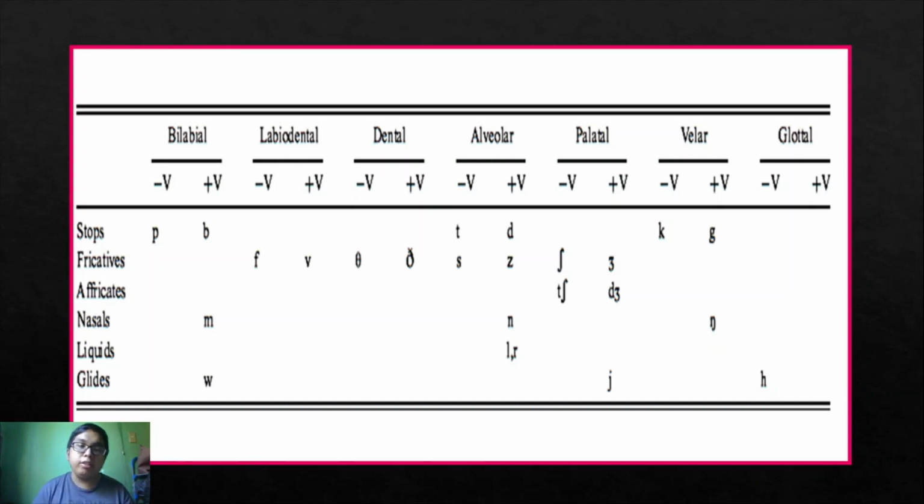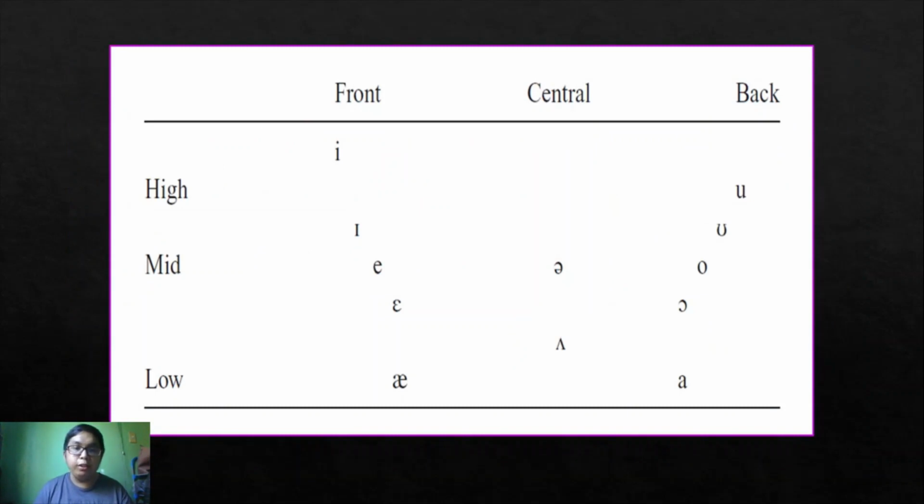Followed by our next discussion was on vowels, wherein we've also classified them based on high, mid or low, or front, central, or back. Now, in case you might still get confused on some of the symbols, you may just pause this video for a while and try to go back again to the previous slide.